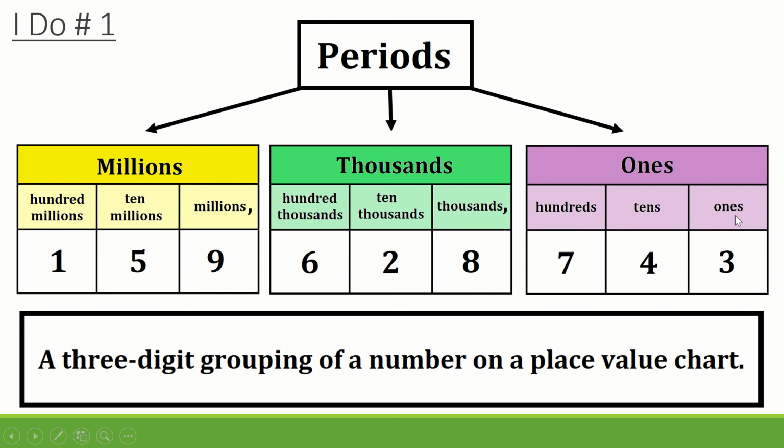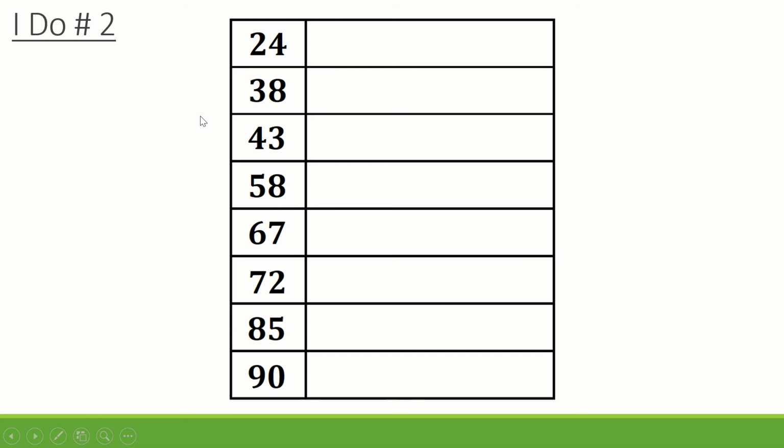And so the ones period includes the ones, the tens, the hundreds. The thousands period includes the thousands, 10,000s, 100,000s. The millions period includes the millions, 10 millions, and 100 millions. And so on this page, we have 9 different numbers that are 2 digits. And so those 2-digit numbers we're going to represent in word form.